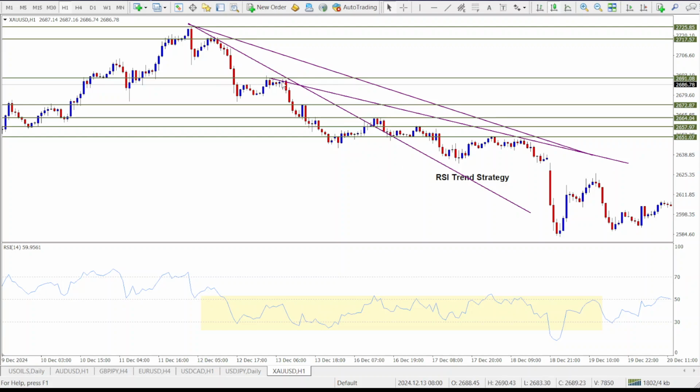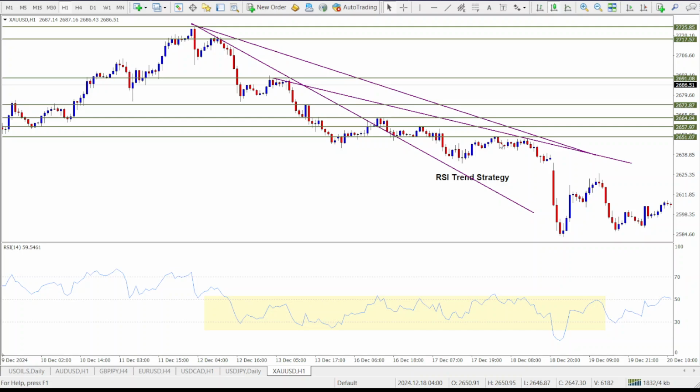In this case, we can see we had an opportunity of a reversal here. We had another opportunity of a reversal. This would have been a good place to enter a sell trade, and another, and another. This is for scalpers.